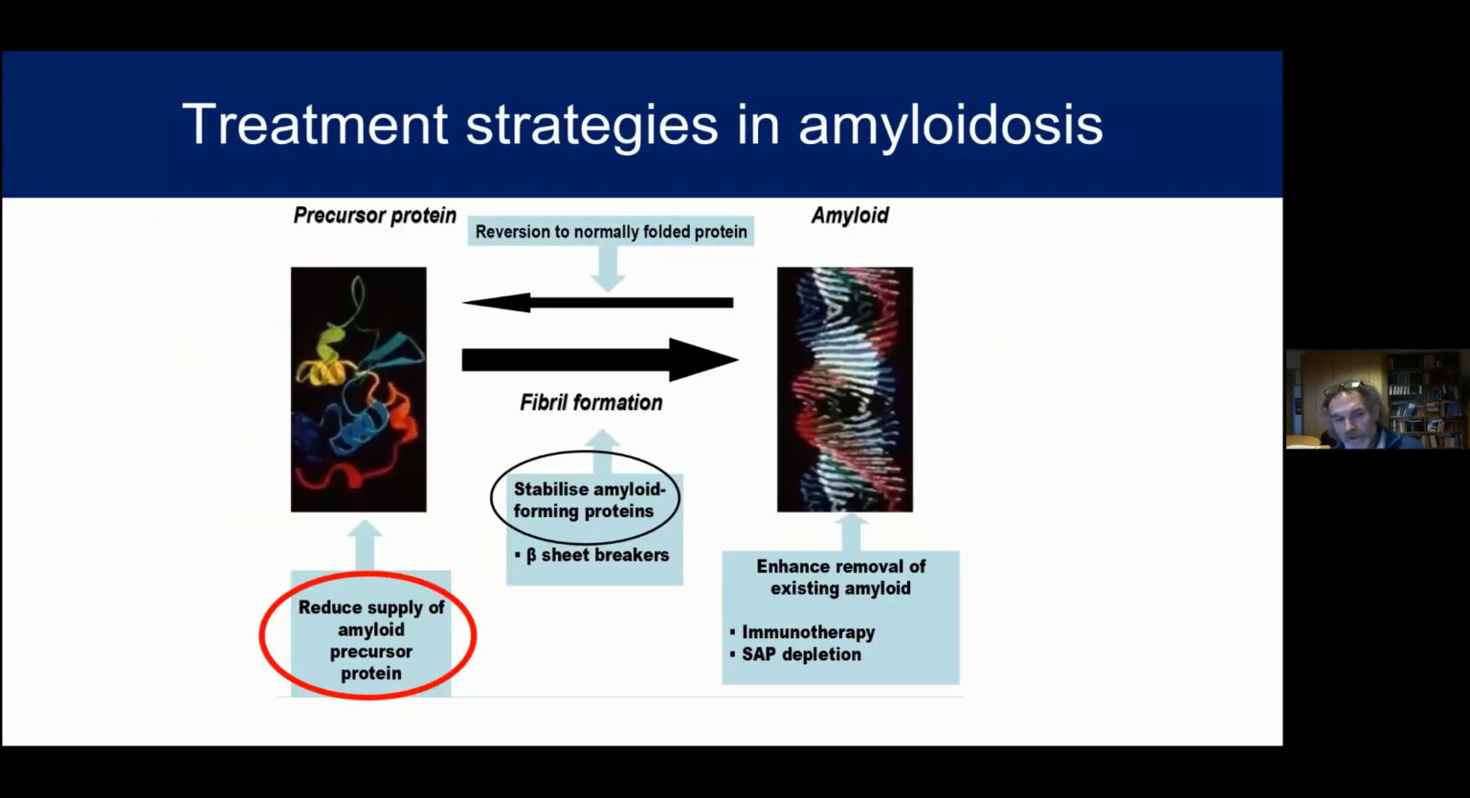That is largely because the treatment paradigm for all types of amyloid revolves around reducing the supply of the amyloid fibril precursor protein. So if one successfully reduces the supply of the relevant amyloid forming protein that is circulating in the bloodstream, that leads to clinical benefit. And you'll hear a lot more about that later on today.